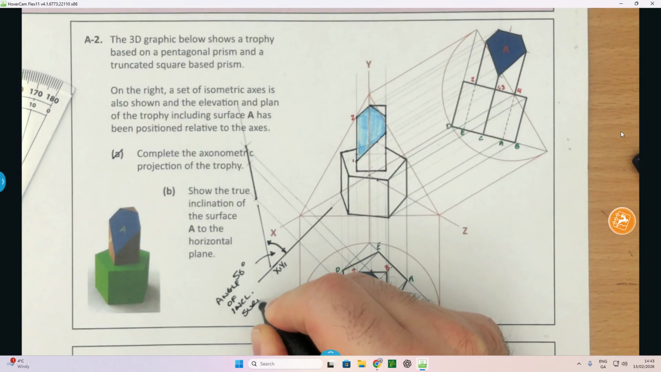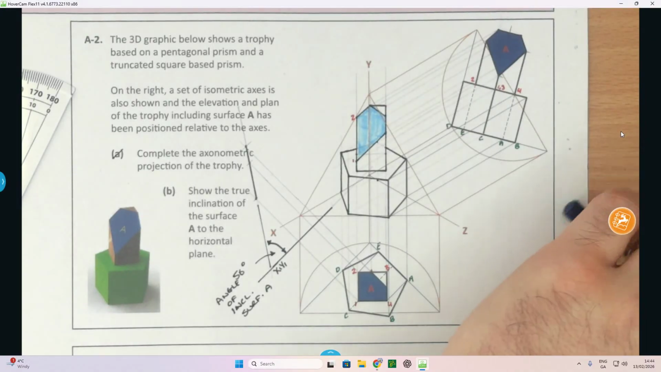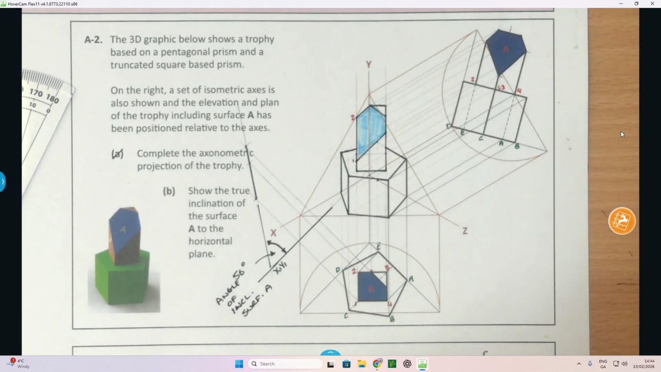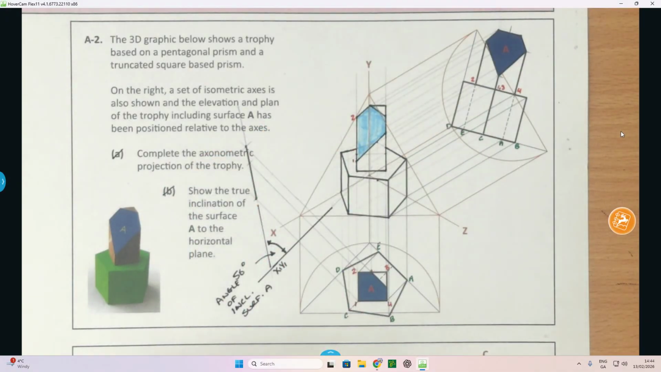Surface A. Okay, and there we go. There you have it, folks. That there is the second question on the page, A2, which is based on the topic of axonometric. Nice little tricky part there for part B of the question though, where we had to find the angle that surface A makes with the horizontal plane.